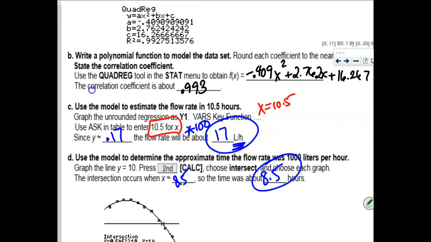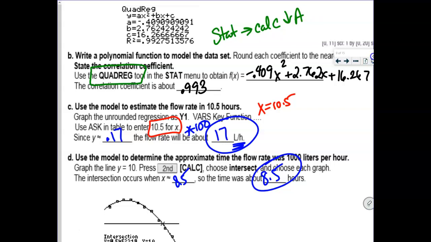When we asked you to specifically pull up the quadratic regression, that was from going to the stat menu again, but this time going over to calc. And then you scroll down, I think it was choice A, wasn't it? Quadratic regression was A. I don't know.